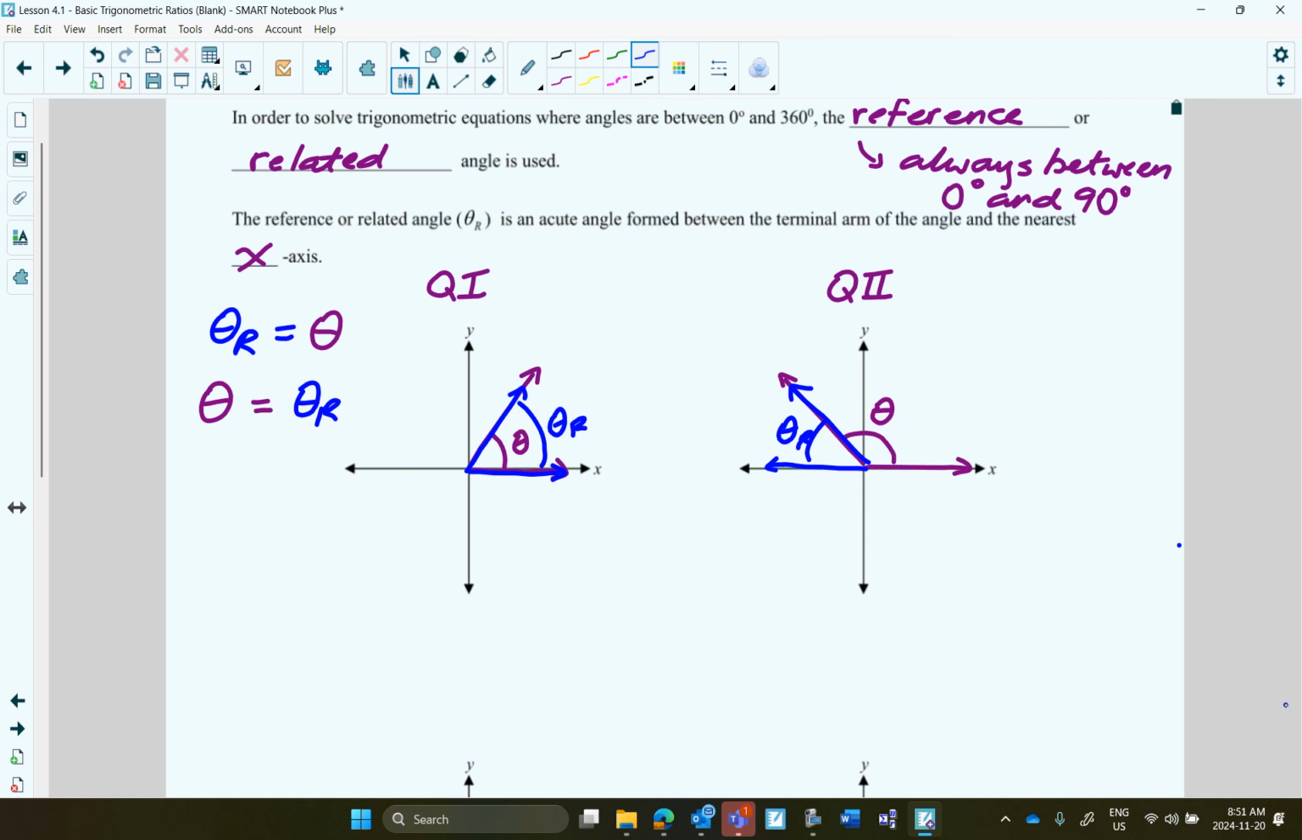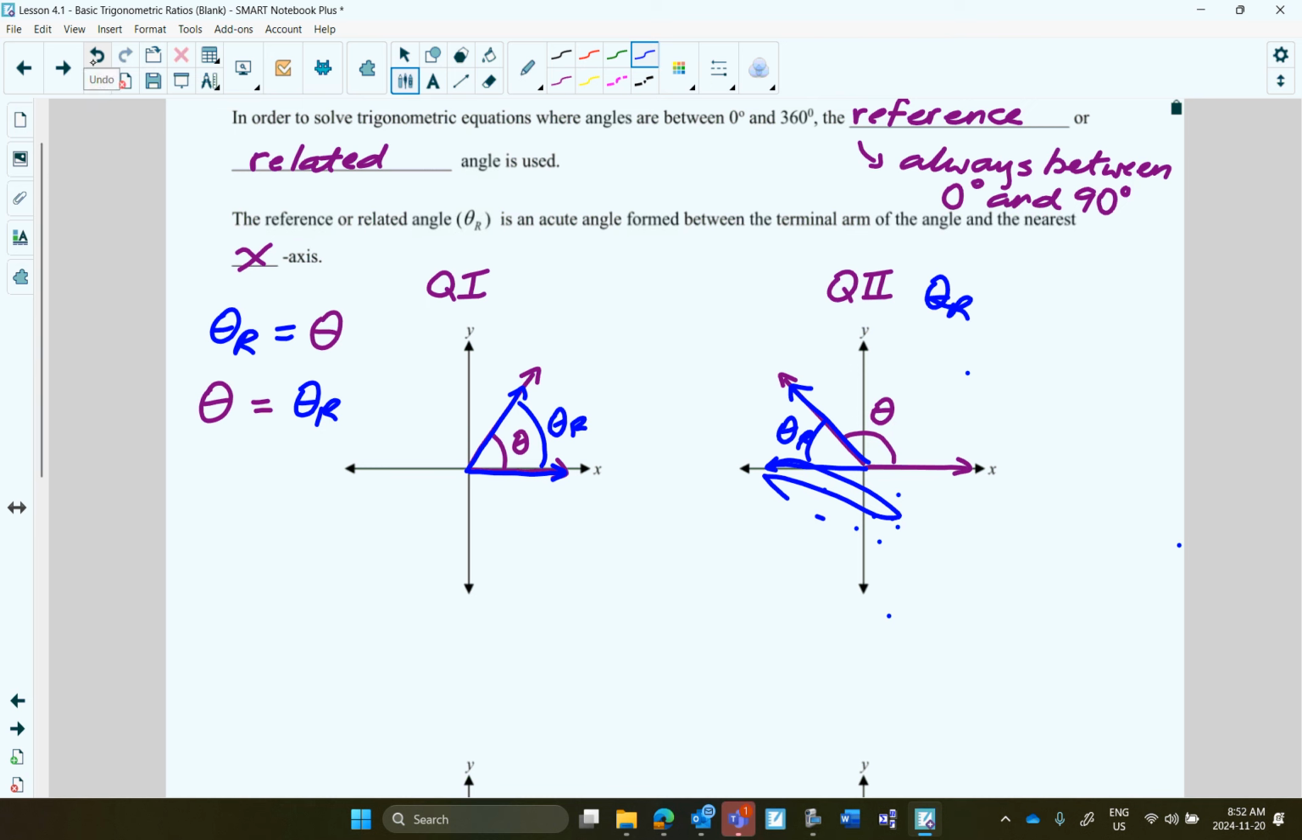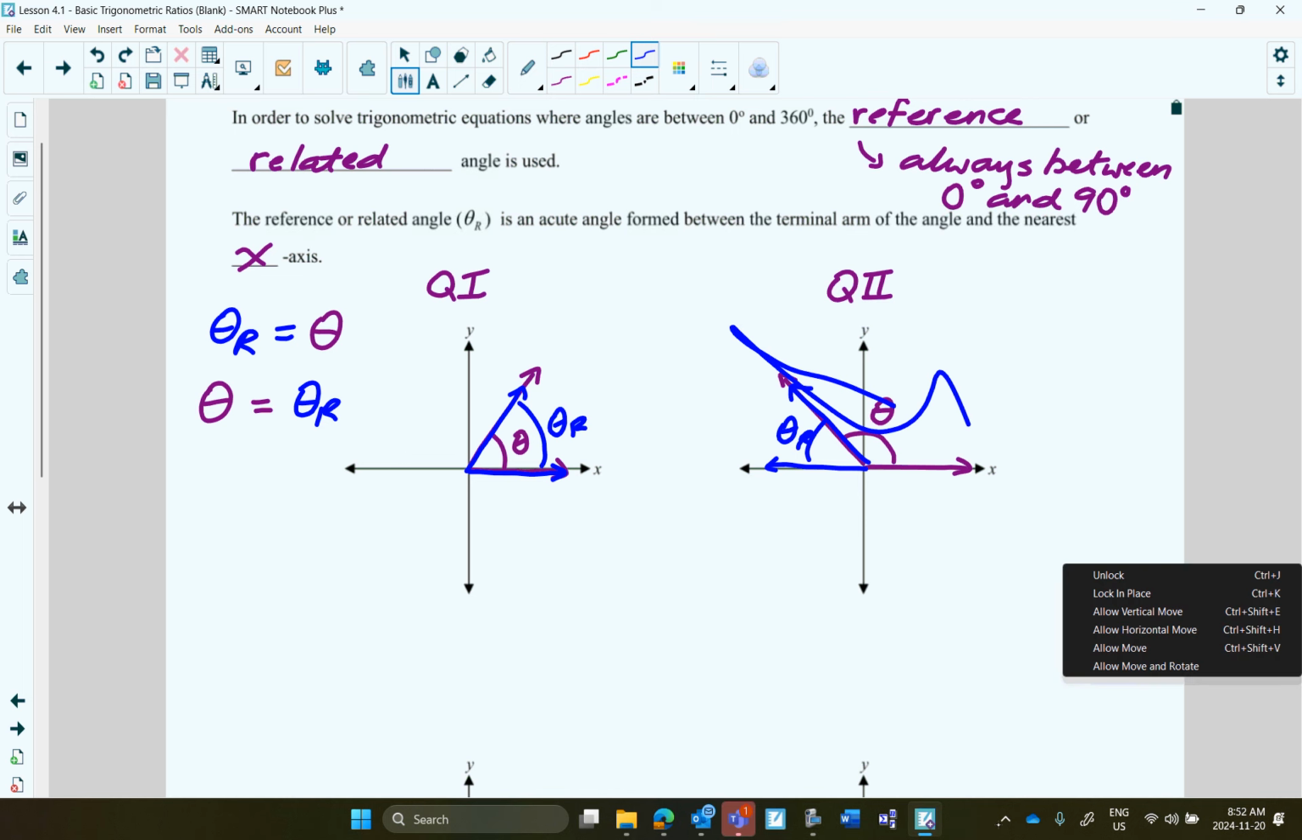So if I want to find the reference angle, if I'm given the actual angle, like say 130, what? Stop it. There. Right. I don't know why it does it. It's so sensitive. Okay.